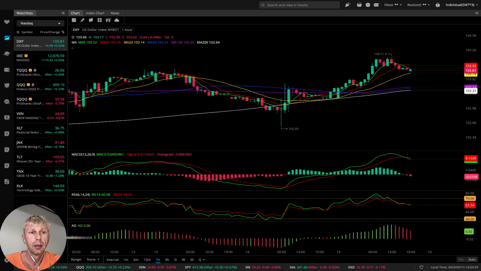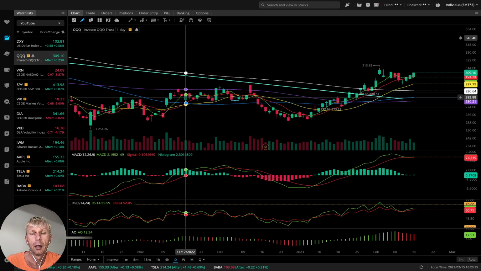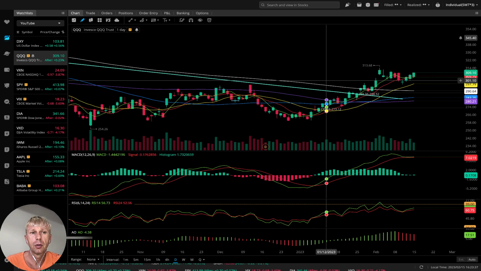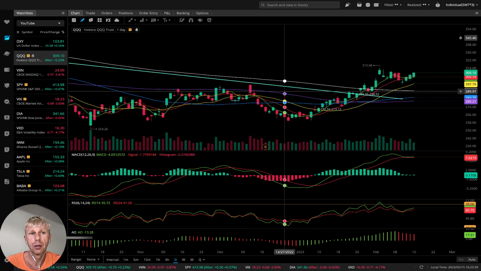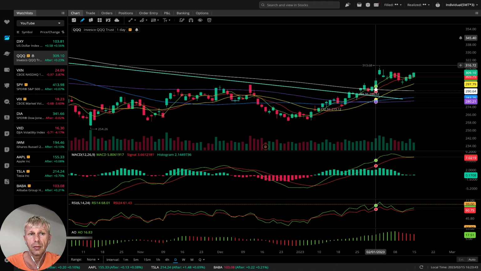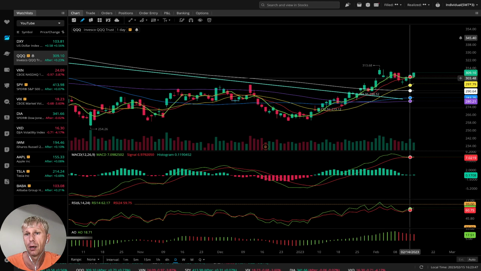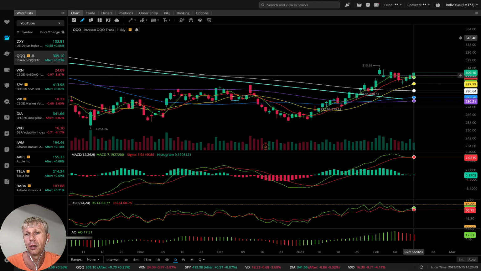Let me change to QQQ. Bullish dollar should be negative for indexes. Let's start with QQQ daily: green bar, 4 bars in a row green.